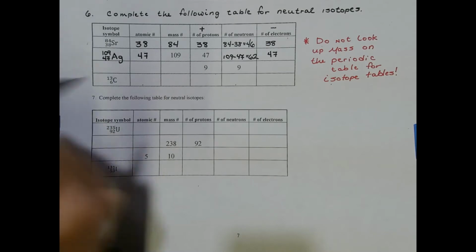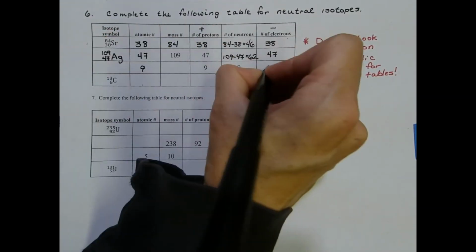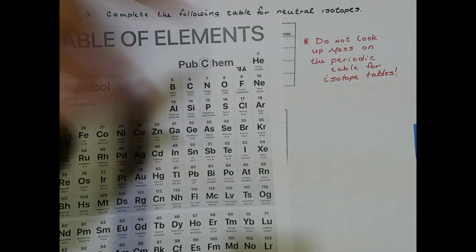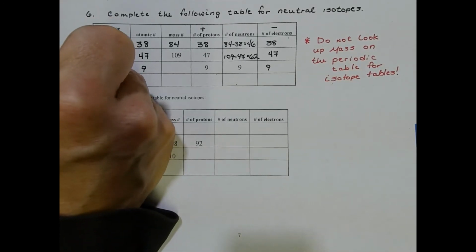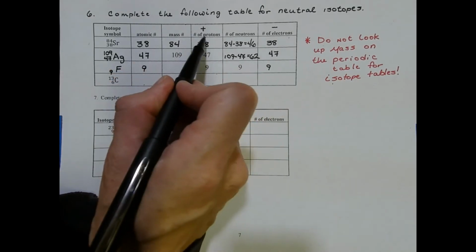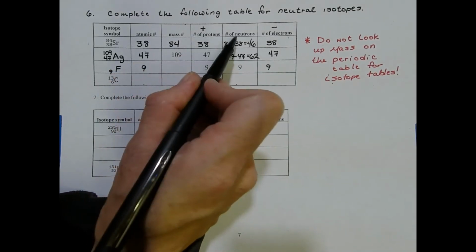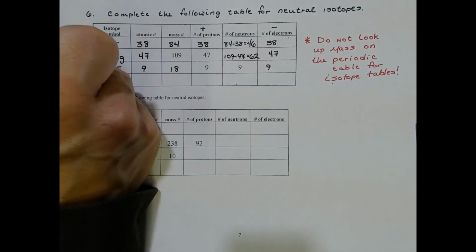Atomic number 9, because it's got 9 protons, 9 electrons. That's going to be fluorine. So I'll put a big F here and put the 9 down there. The mass is equal to protons plus neutrons. So this particular isotope of fluorine has a mass of 18.